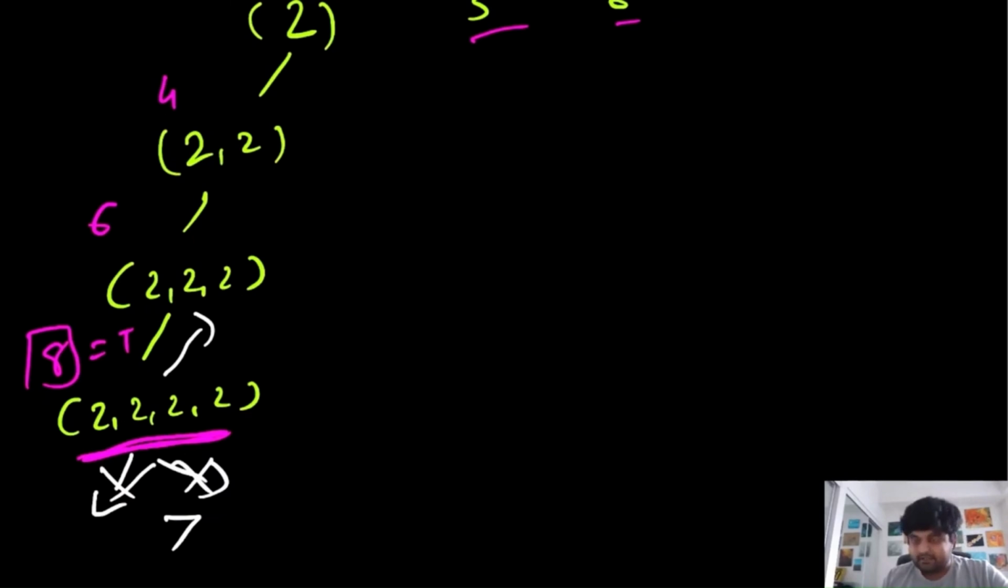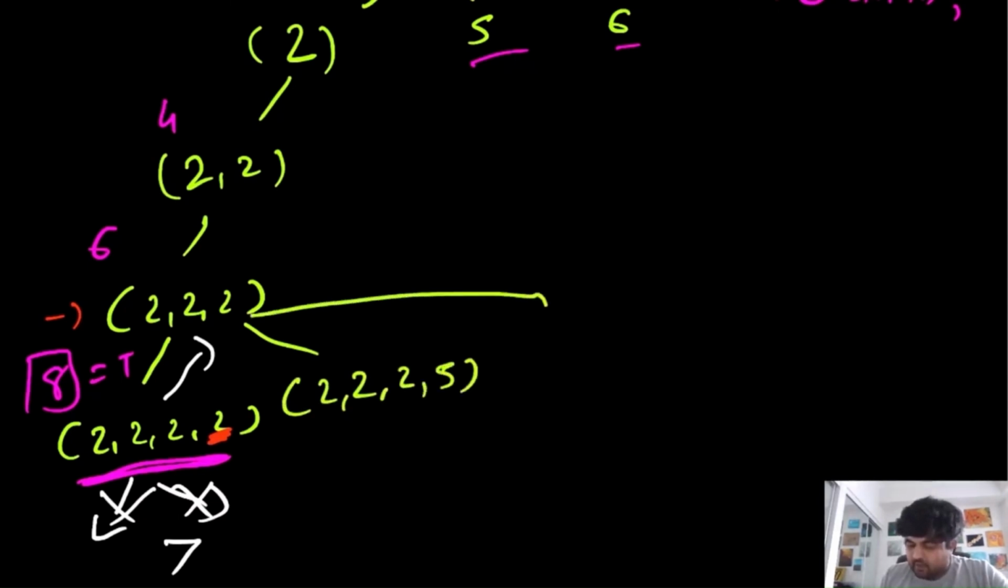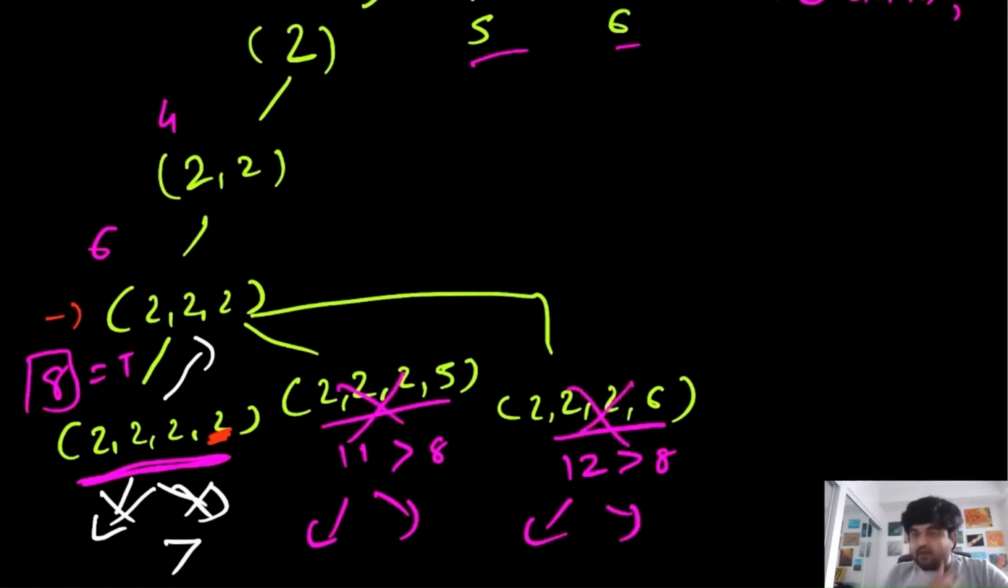Over here, we have already used 2 as our candidate for this value 2 2 2. So the next possibility we can have over here is 2 2 2 and 5, or 2 2 2 and 6. Let's do the sum of all the combinations. Some of these combinations would be 11, and some would be 12. Notice that both are greater than the value of our target, which means that we can't go further down at any of these positions, and we have exhausted all the possibilities up until this point.